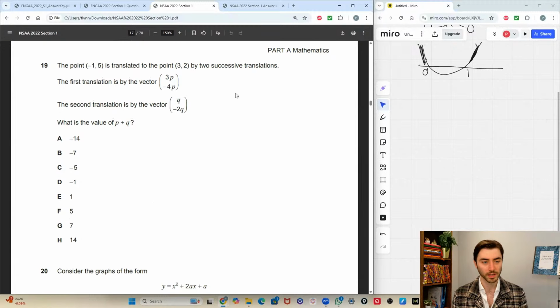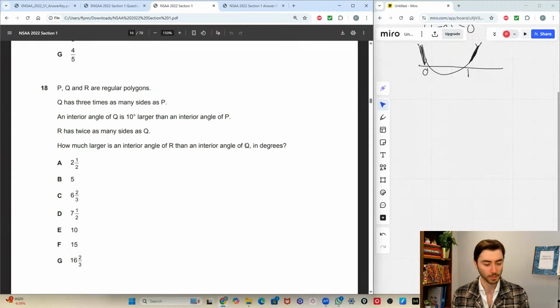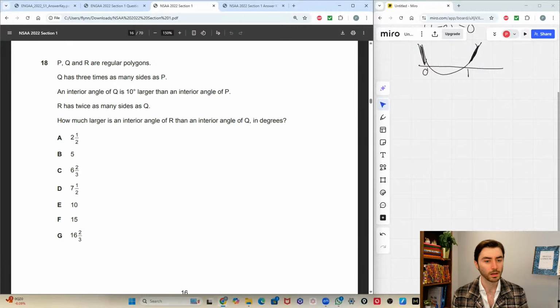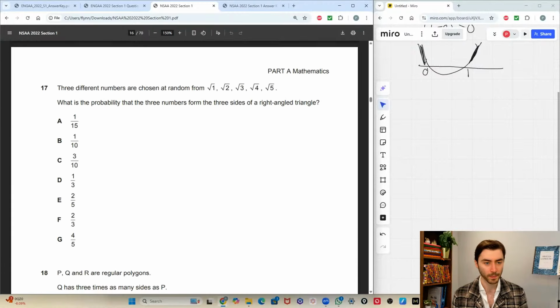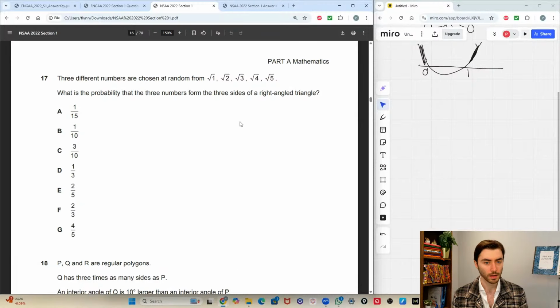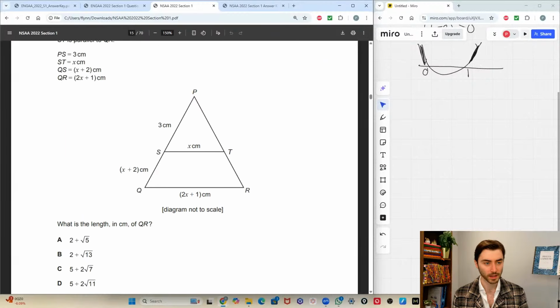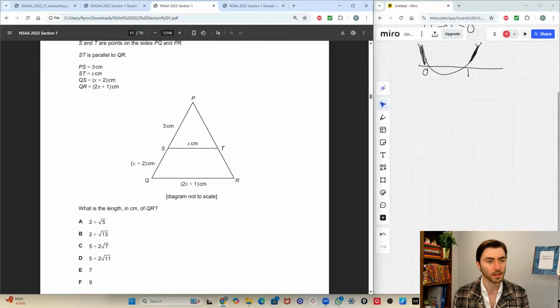19 looks like it's going to take too long. Skip. This looks doable, but many steps, so I'm just going to come back to that. This again, I'm just not feeling that one. I'll come back to that. That's not very confidence building. Let me zoom out of this one.